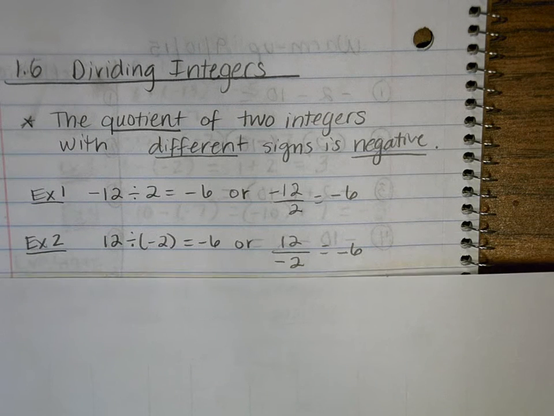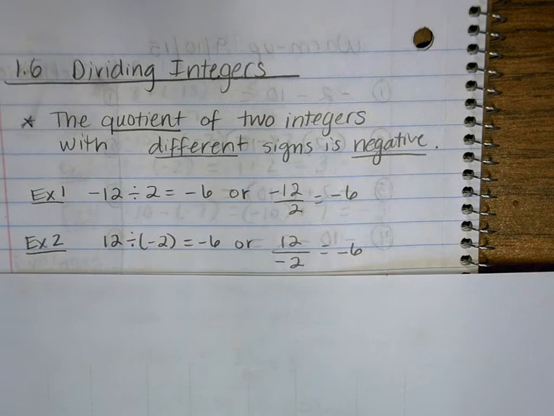Example 2, you might see it this way with parentheses as well. 12 divided by negative 2, still negative 6. Or you could have the negative 2 on the bottom in the denominator. It's still negative 6.